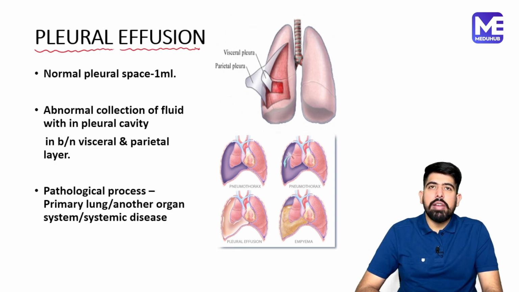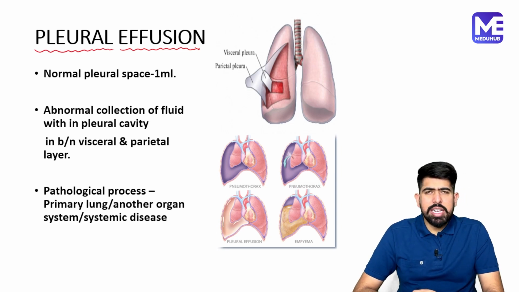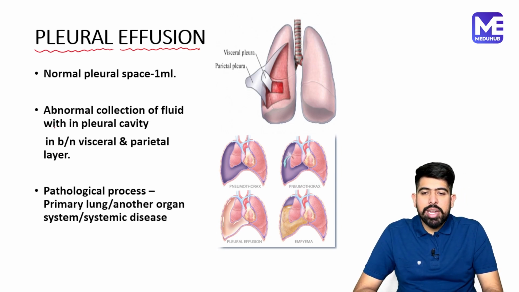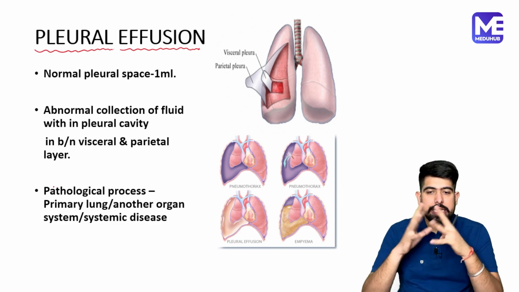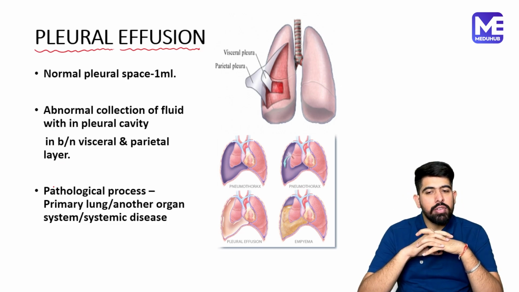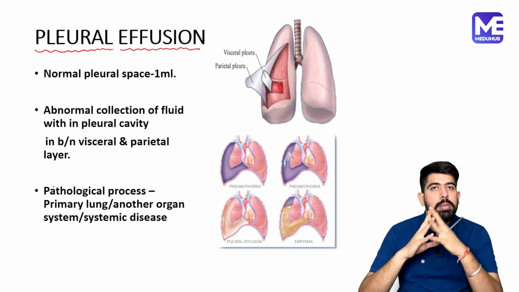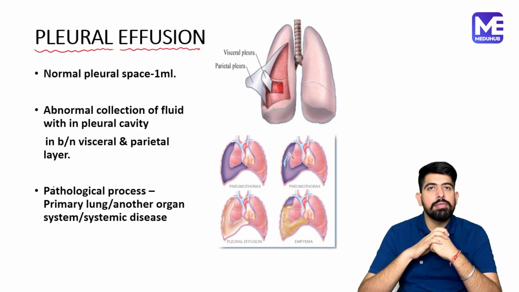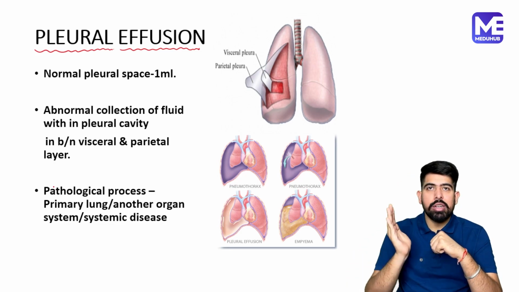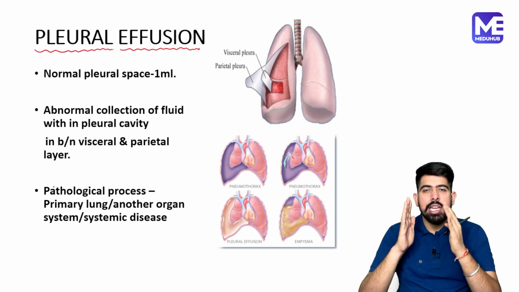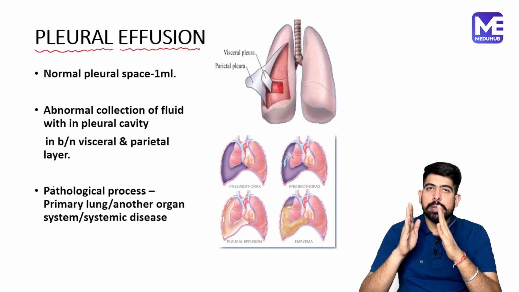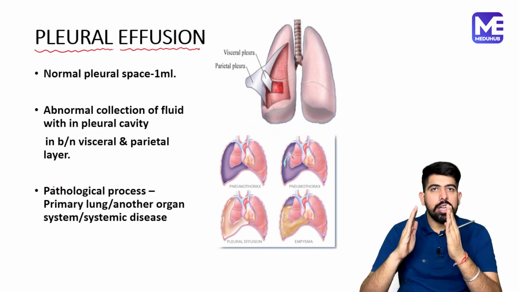What are we having? We are having the pleural effusion, right? If we talk about the pleural effusion, we have the pleural cavities. I hope you know from your basic knowledge that we have the visceral pleura and the parietal pleura. Two types of pleura are there, right? One is the outer covering, the second is covering the lungs. In between these, we have a space between the visceral pleura and the parietal pleura layer.